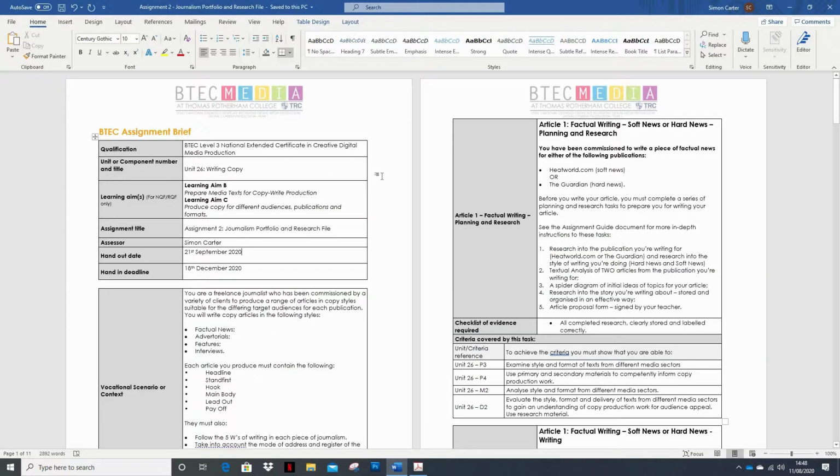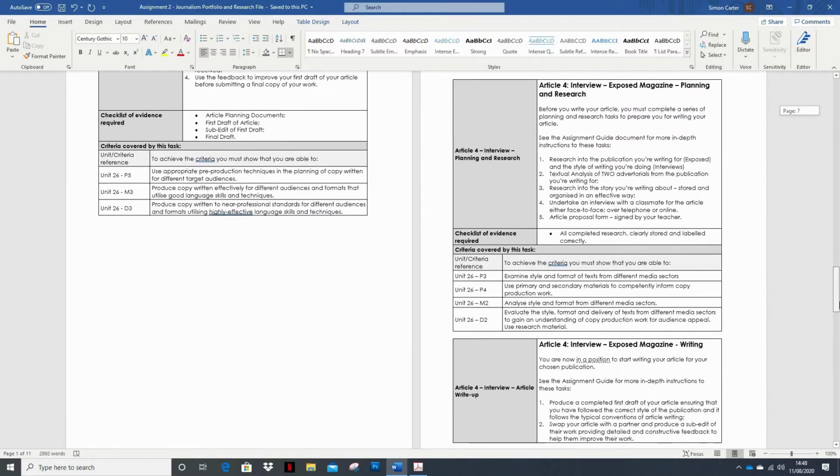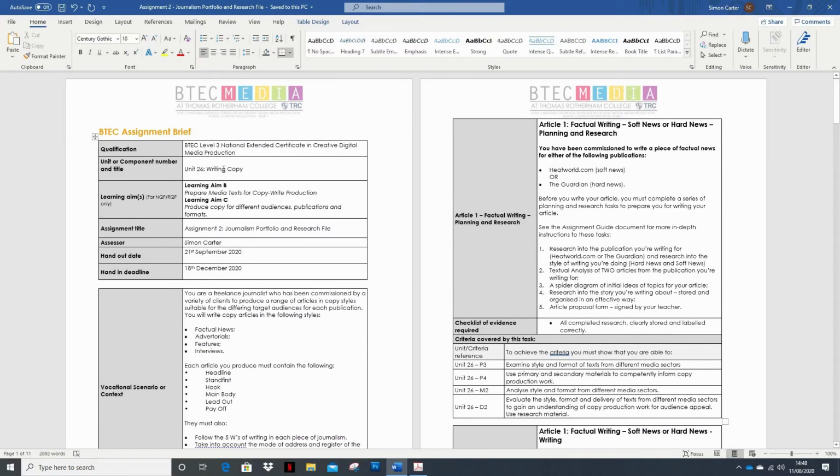Okay, so you're going to get an assignment brief for every single assignment that you do in the entire BTEC media course. For the first year, I can't remember how many it is off the top of my head, to be honest, you'll get one for each one essentially. Now all the information you need for the assignment is going to be on this document. It is a lot of text, but a lot of it is repeated, so I can go through it and make it easier for you.